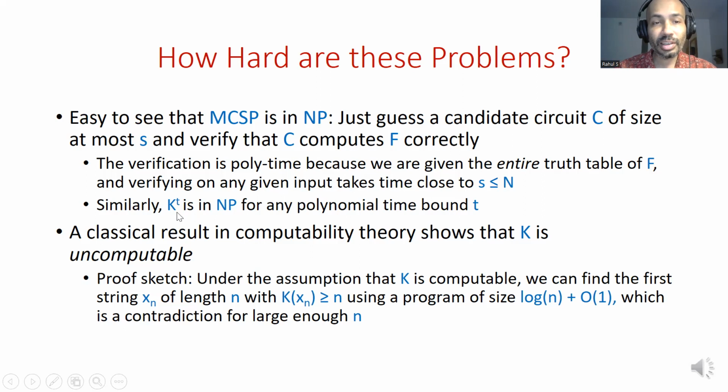And for similar reasons, K superscript t is in NP for any polynomial time bound t, because you can guess a program, run it for t steps, where t is a polynomial, and check that it outputs x. And also check that the program is of size at most s.